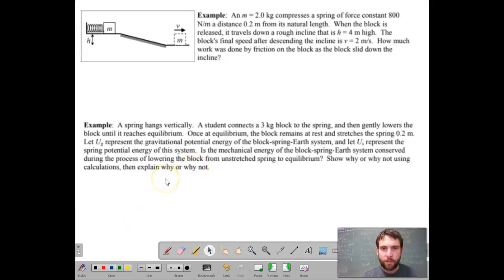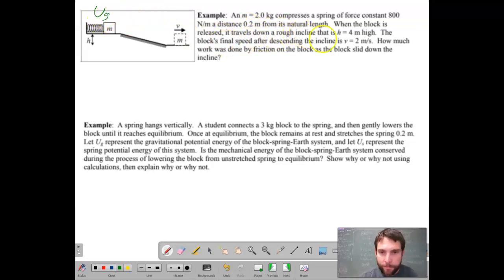Try this one on. Let's see, we've got a mass equals 2 kilograms compressing a spring with a force constant 800 newtons per meter, a distance of 0.2 meters from its natural length. When the block is released, it travels down. Down, that means I've got a height. If I've got a height, that means I have gravitational potential energy already. I don't even know what we're doing yet.